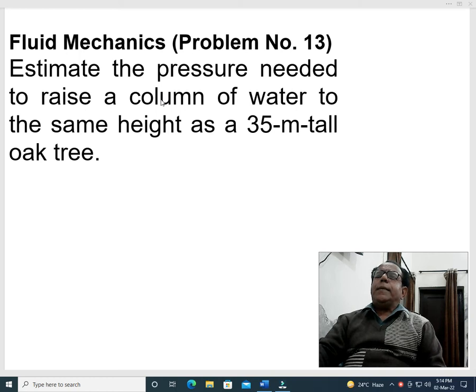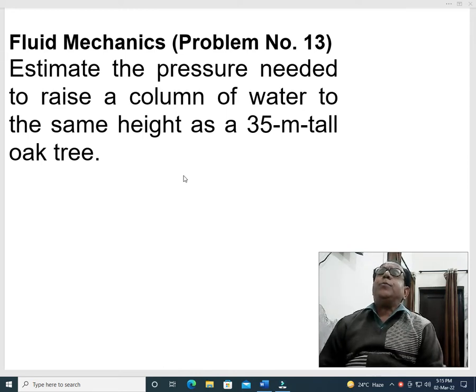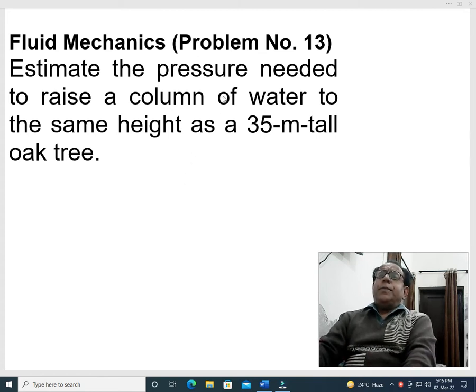Problem number 13, fluid mechanics. As usual, first we come towards the statement. Estimate the pressure needed to raise a column of water to the same height as a 35-meter tall oak tree. We have to determine the pressure.